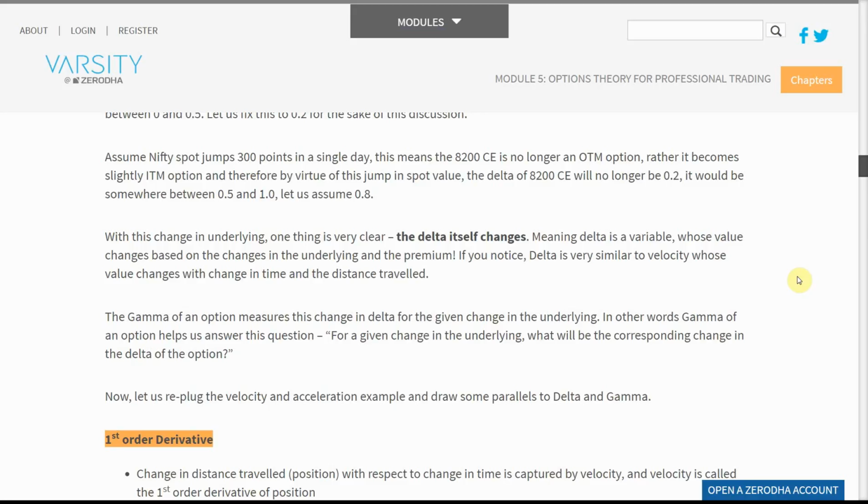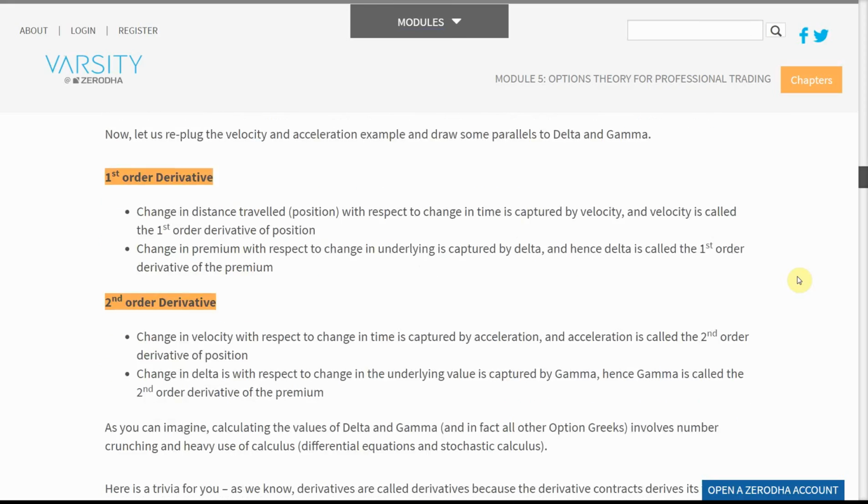Now, let us replug the velocity and acceleration example and draw some parallels to delta and gamma. First-order derivative: change in distance traveled, or position, with respect to change in time is captured by velocity, and velocity is called the first-order derivative of position. Change in premium with respect to change in underlying is captured by delta, and hence delta is called the first-order derivative of the premium. Second-order derivative: change in velocity with respect to change in time is captured by acceleration, and acceleration is called the second-order derivative of position.